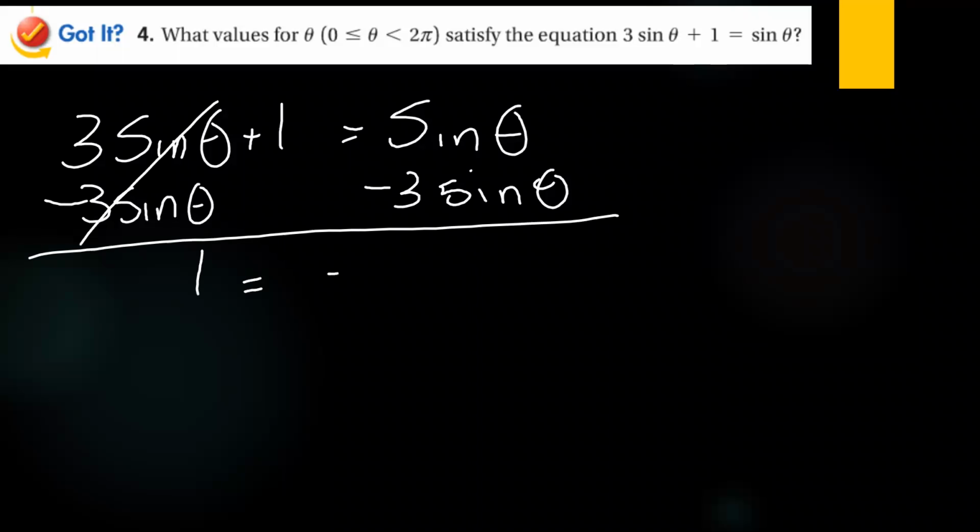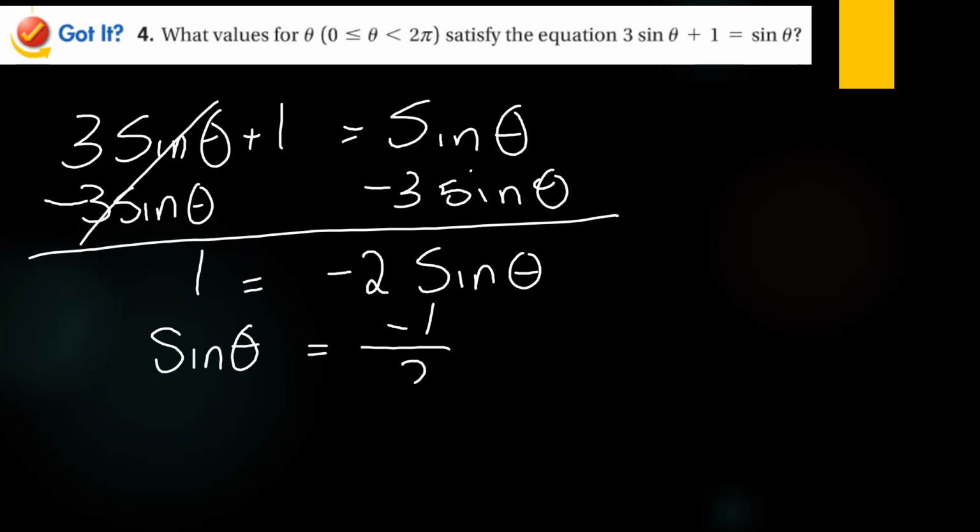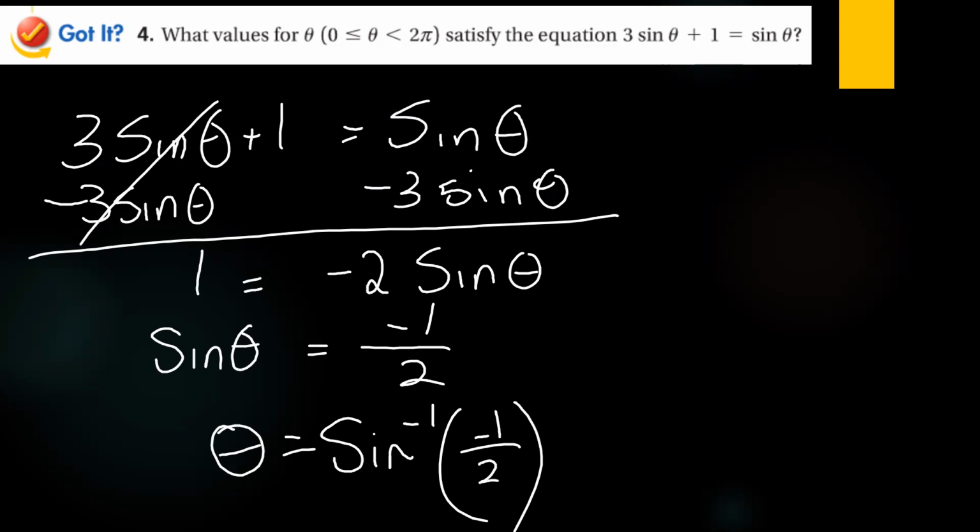Negative 1 equals negative 2 sine of theta. So sine of theta will be negative half. So here, I need to find theta, so it will be sine inverse of negative half. Now let's remember that sine of 30 is half.